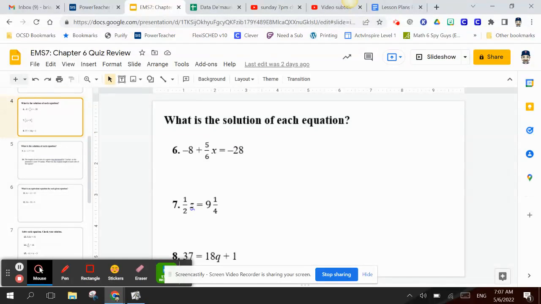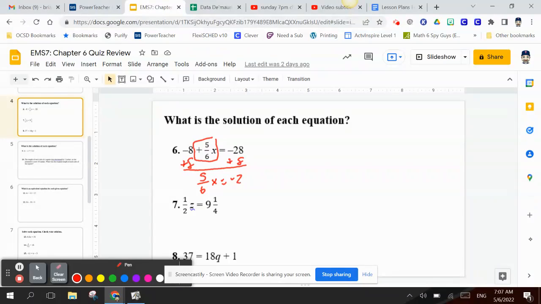When I look at number 6, this is a two-step equation. So again, I want to get my variable by itself. So I want to add 8 to both sides. When I do that, 8 minus 8 is 0, so I have 5/6x equals negative 20.